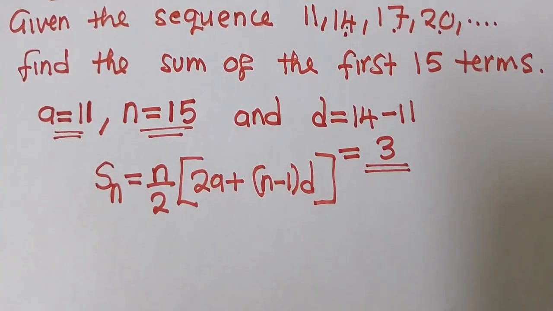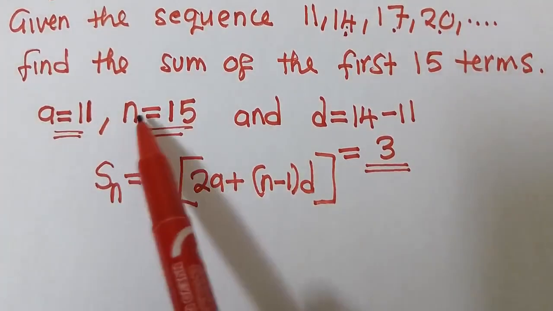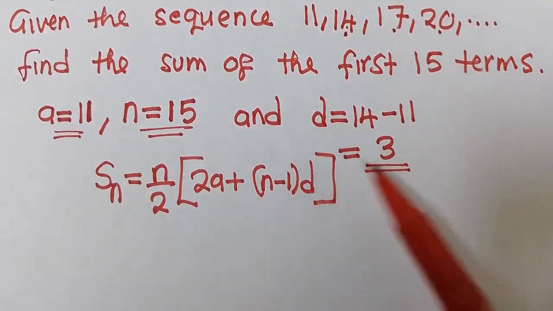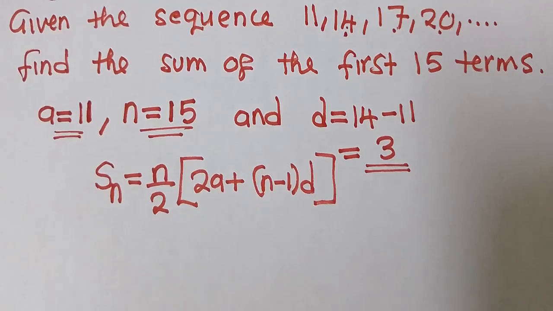Then I now need to do what? To substitute. Where there is n, I put 15. Where there is a, I put 11. Where there is d, I put a 3. So these are just simple procedures that I need to do and put into consideration.